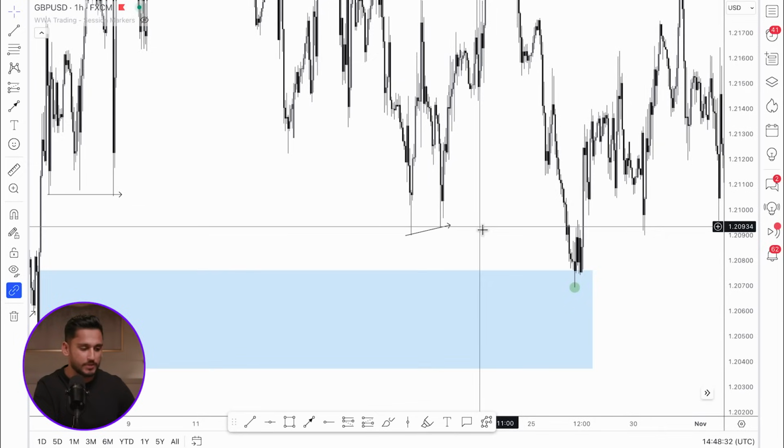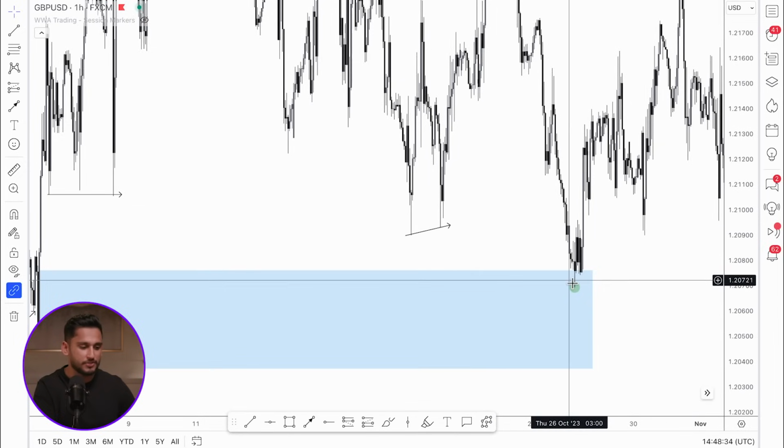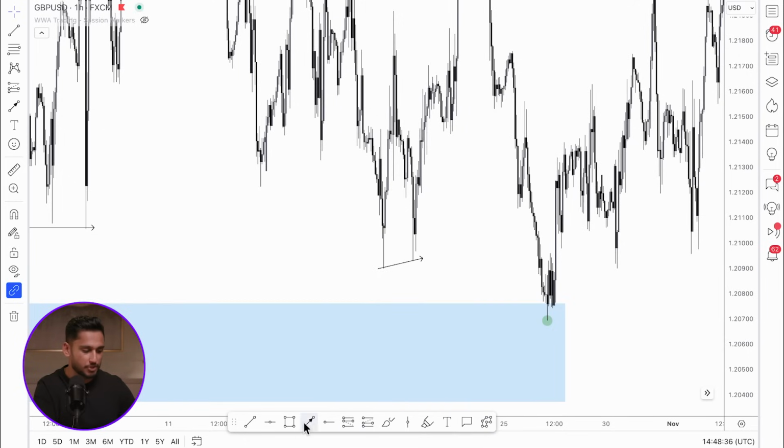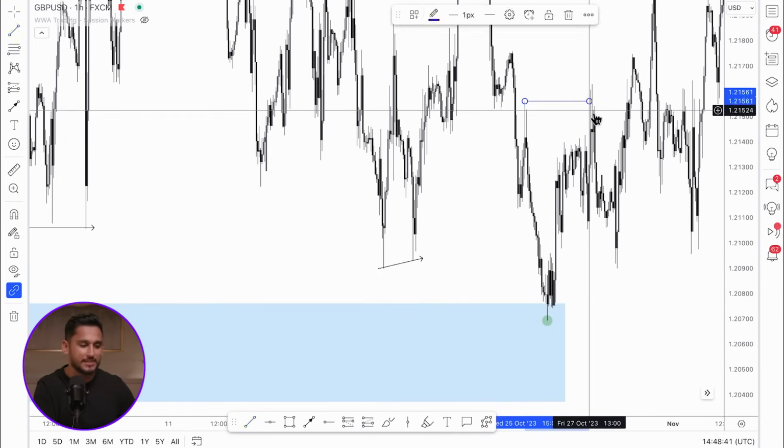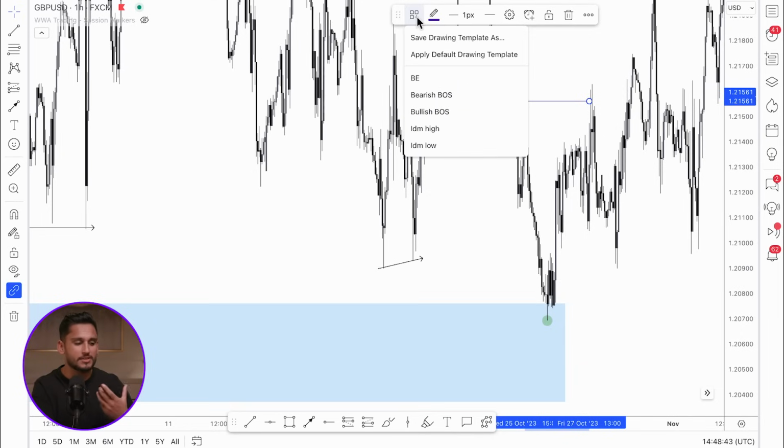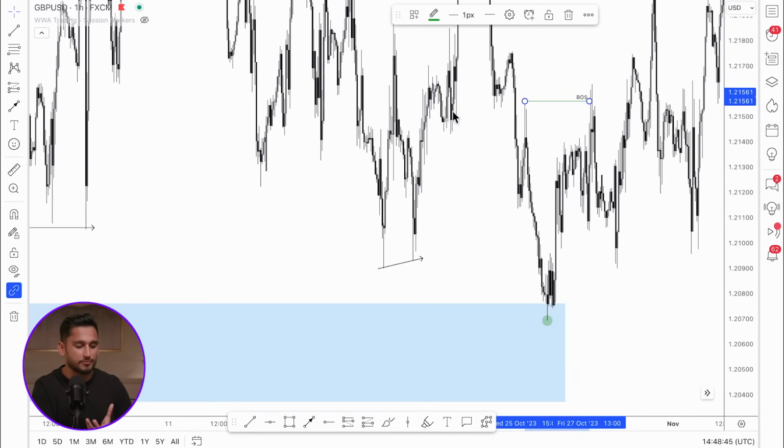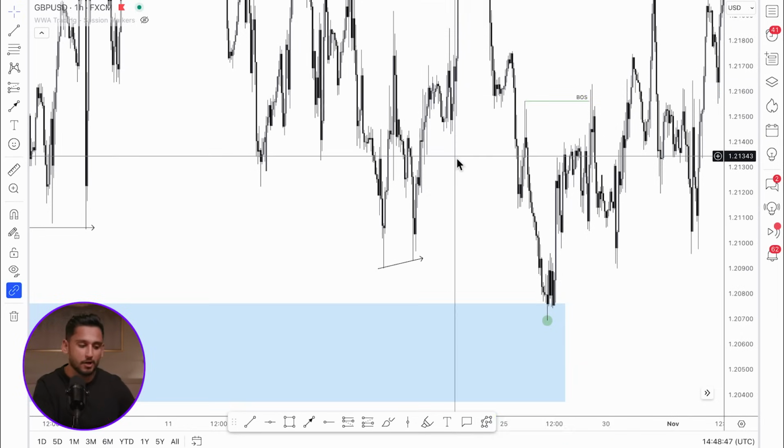And when it forms these liquidity pools and taps in, what does it do after it's tapped in? It gives a break of structure. So right now, I'm not building a trade. I'm just reading price action, showing the intentions and building a story. Because once we understand the story, once we understand the language of price, that's when we can start to build a trade idea off the back of that.